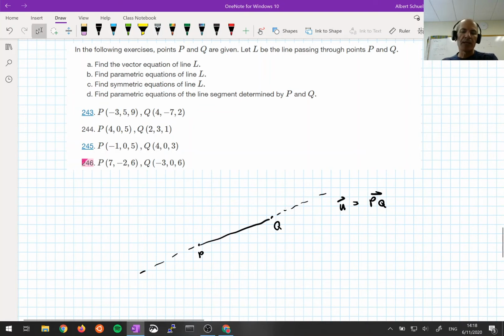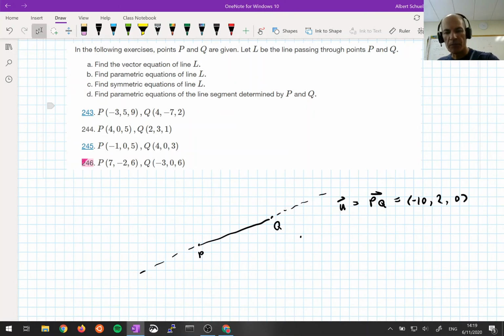And don't worry about PQ. You could also do QP. You'll end up with a correct answer either way. So it doesn't matter the order in which you subtract. If we do PQ, that means we're going to take the point Q minus the point P. Negative 3 minus 7 is negative 10. 0 minus negative 2 is 2. And finally, 6 minus 6 is 0. So that's a direction vector for this line.